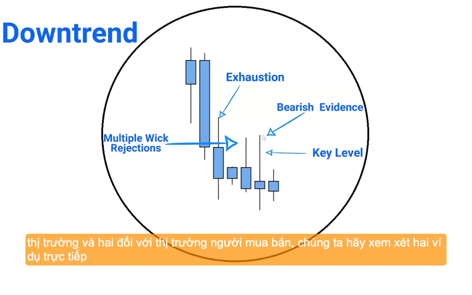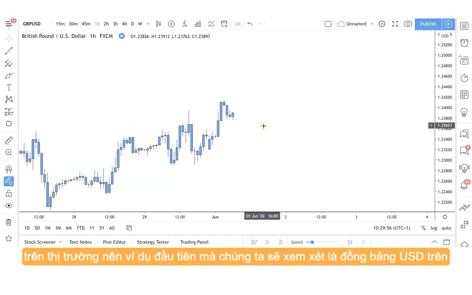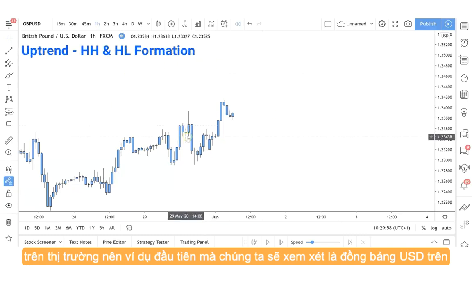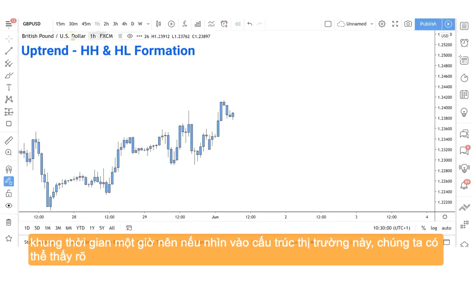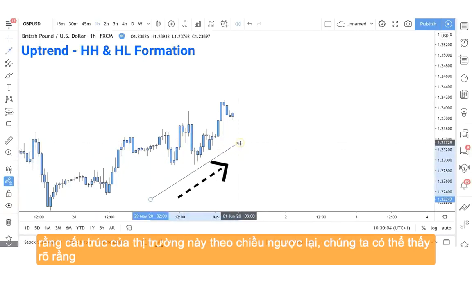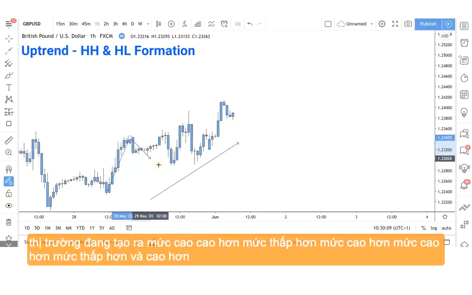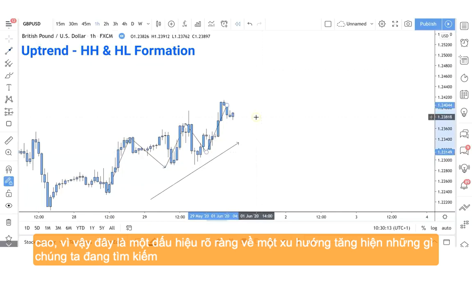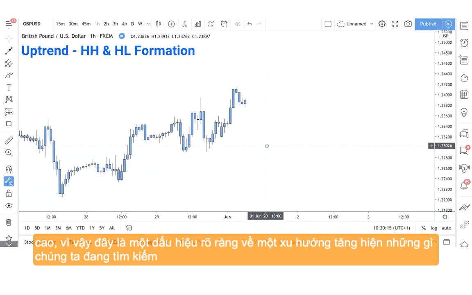Let's take a look at 2 live examples in the market. So the first example that we're going to look at is pound USD on the 1 hour time frame. If we look at this market structure, we can clearly see that the structure of this market is to the upside. We can clearly see that the market is creating higher highs, higher lows, higher highs, higher lows, and higher highs. So this is a clear indication of an uptrend.